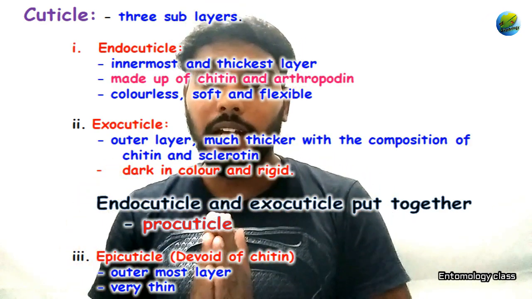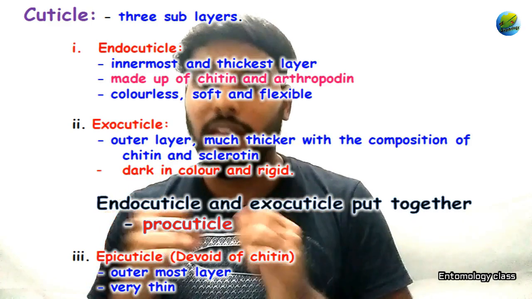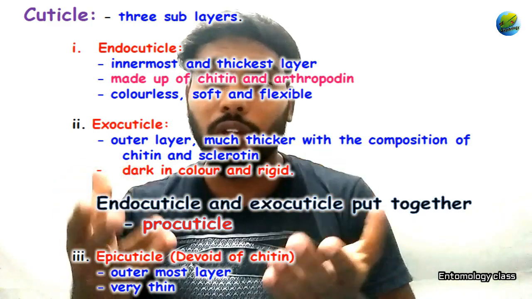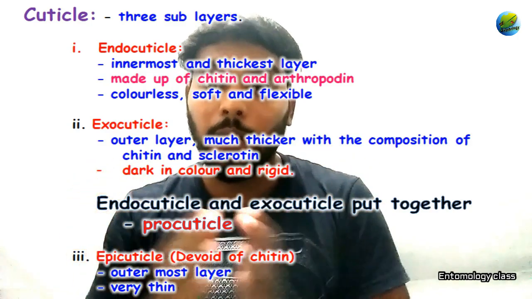The exocuticle is comparatively rigid and sclerotized compared to the endocuticle. The endocuticle is colorless and the exocuticle is darker in color. There is a reason for that. When the procuticle is produced, it divides into two layers. The exocuticle is on the outside, where sclerotization happens and the outer part turns rigid, and the inside part, in which sclerotization does not happen, remains soft in appearance.